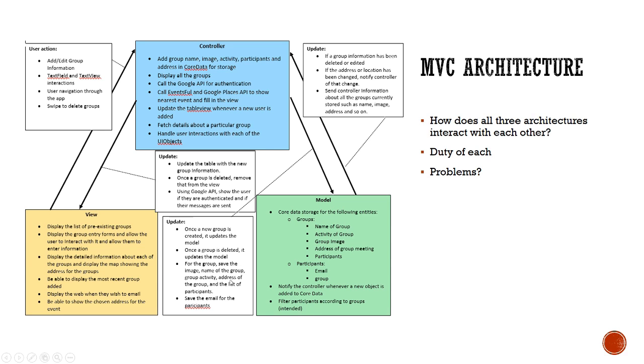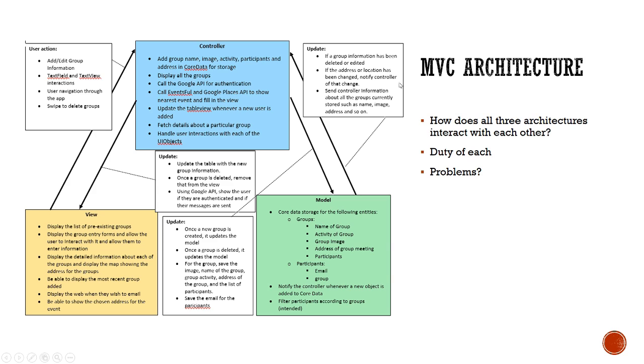For a group, you save the group, the activity address, the list of the participants, and so on and so forth. The model, as you can see here, we discussed earlier in the class diagram picture. The groups have a one-to-many relationship with the participants. And essentially, what the model is supposed to do, if a group's information has been deleted or edited, is notify the controller that such an action has been executed.